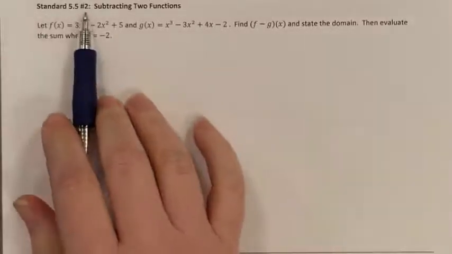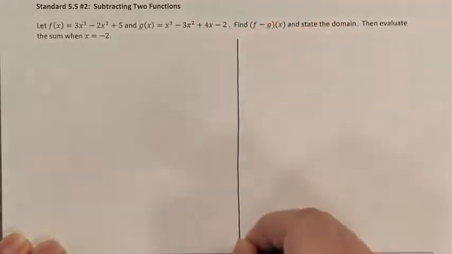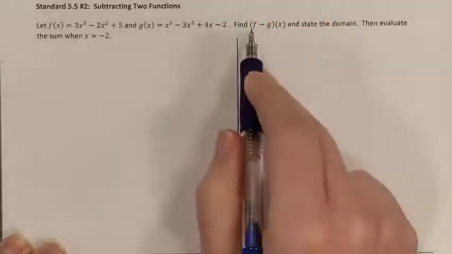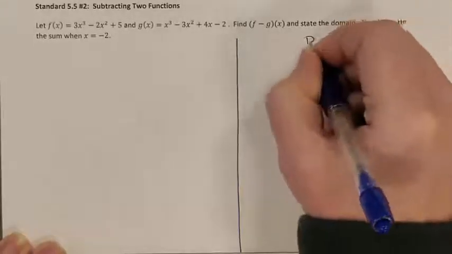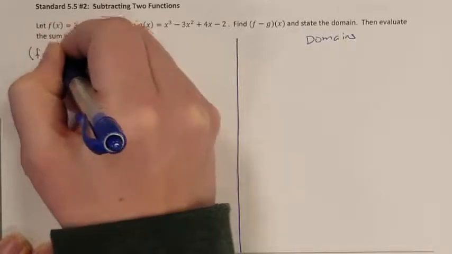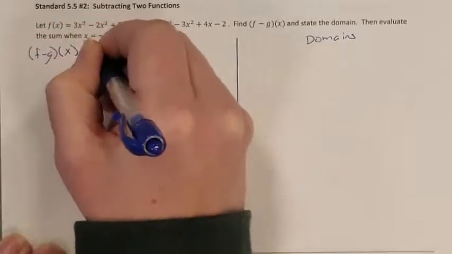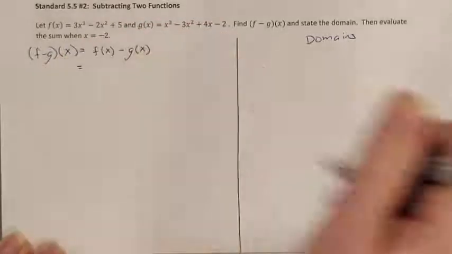Standard 5.5, number 2, we are subtracting two functions. So I'm going to split my paper. Over here, I'm going to solve the f minus g rule, and then I'm going to evaluate. On this side, we're going to look at the domains. So I'm asked to do the f minus g function of x, which means I need to take all of f of x and subtract all of g of x.